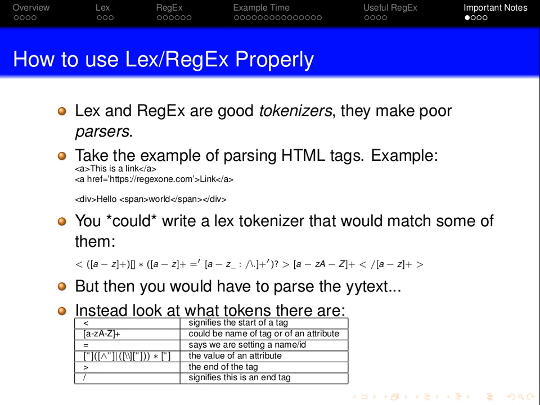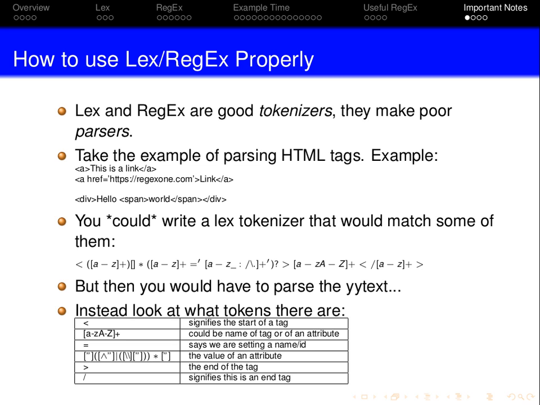Okay. I'm going to take a step back now. I want to talk about when you should use Lex and when you should not. Lex and regex are good tokenizers. They are poor parsers. Parsers are for getting semantic understanding of something. Without a full compiler class, I cannot exactly explain the full difference, but let me try and put it simply.